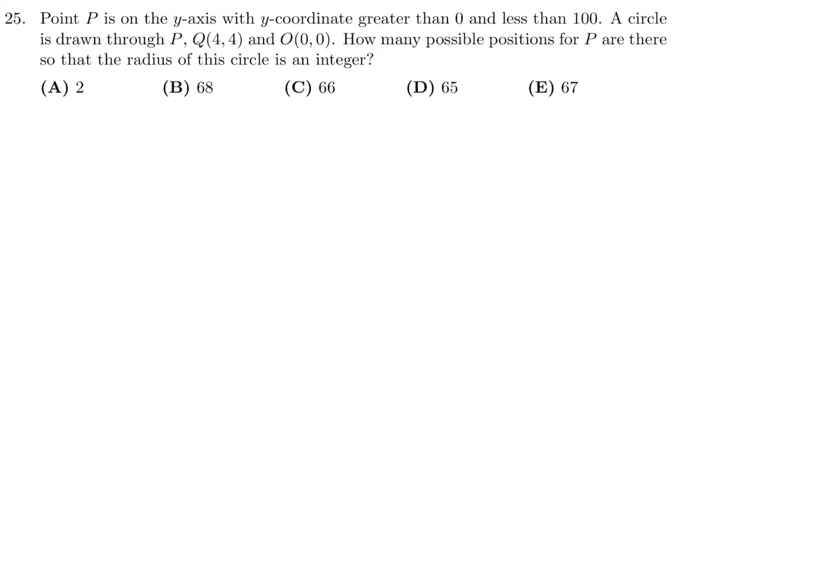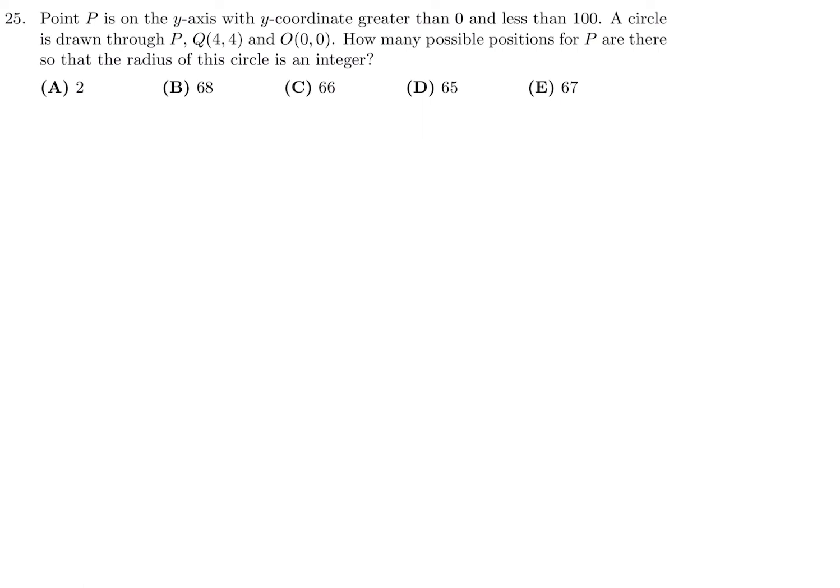Point P is on the y-axis and y-coordinate greater than 0 and less than 100. A circle is drawn through P, Q(4, 4), and O(0, 0). How many possible positions for P are there so that the radius of the circle is an integer?